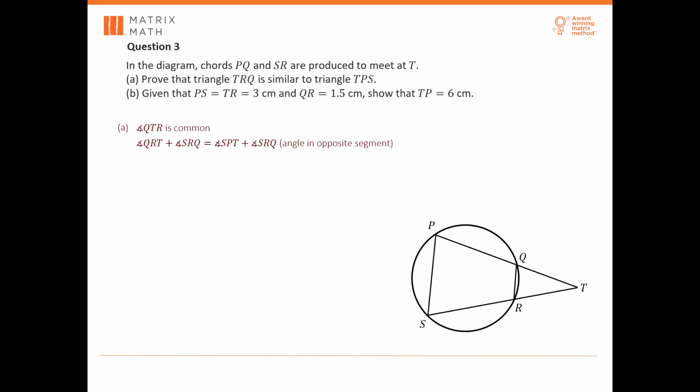Okay, but it goes like this. Now, QRT plus SRQ. So basically this angle plus this angle is 180 degrees, right? So this will equals to another two angles that equals to 180 degrees. Okay, so recall what you learned in EMF, angles in opposite segments equals to 180. So SPT, this angle here, plus SRQ, this angle here. These two will equals to 180 degrees.